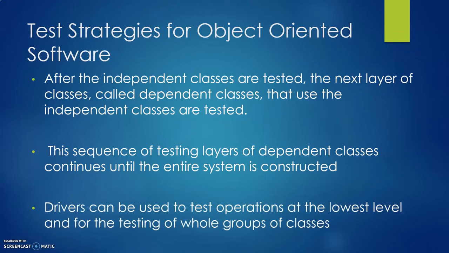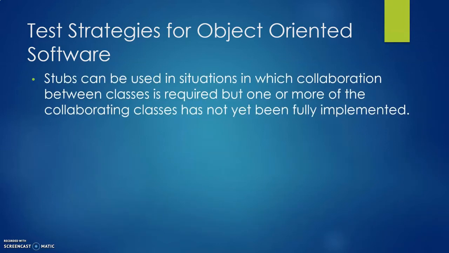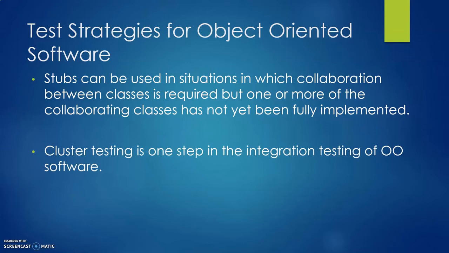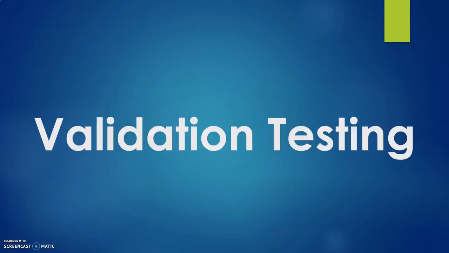Drivers can be used to test operations at the lowest level and for the testing of whole groups of classes. So in use-based testing, we use drivers. Stubs can be used in situations in which collaboration between classes is required, but one or more of the collaborating classes has not yet been fully implemented. So same as in conventional software integration testing, we make use of drivers and stubs. Cluster testing is one step in the integration testing of OO software, where we divide the components into clusters, and there will be a driver to control all these clusters.